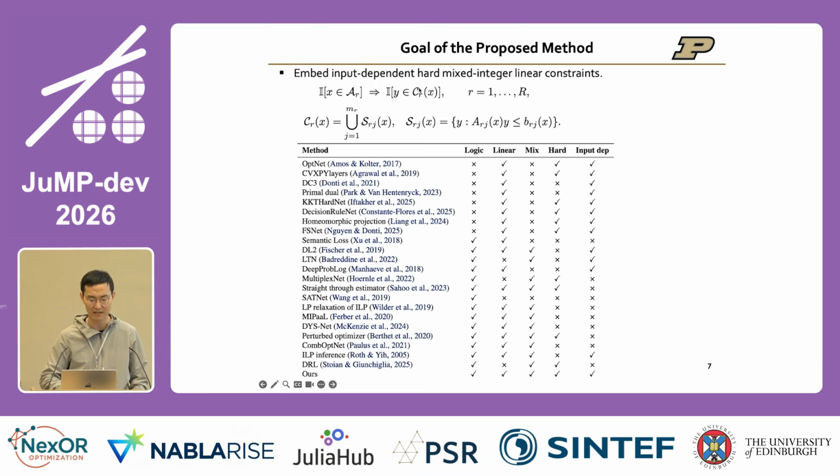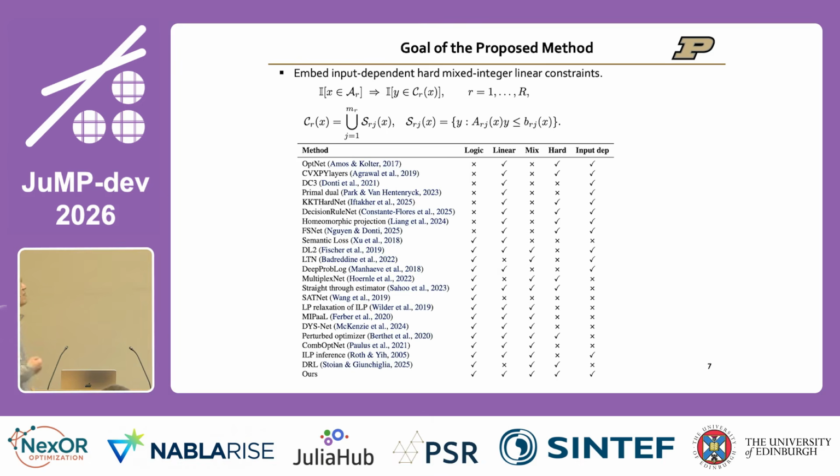So here we use CR to represent a disjunctive set, right? So each of the CR can be represented as a union of polyhedra, right? So this is essentially what disjunctive programming is about, right? You can enforce multiple disjunctive constraints simultaneously as well. Now there are many works in this area.